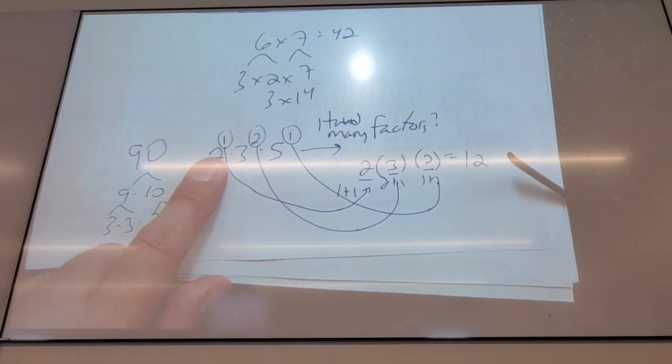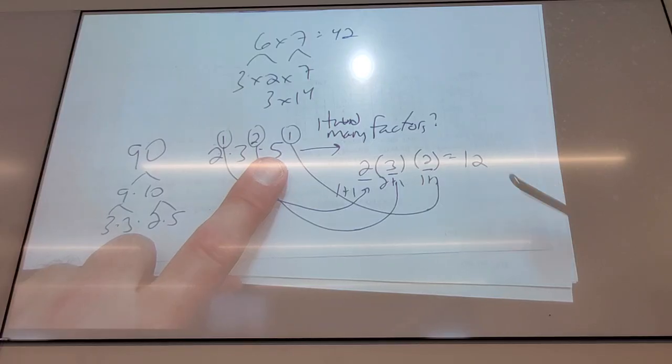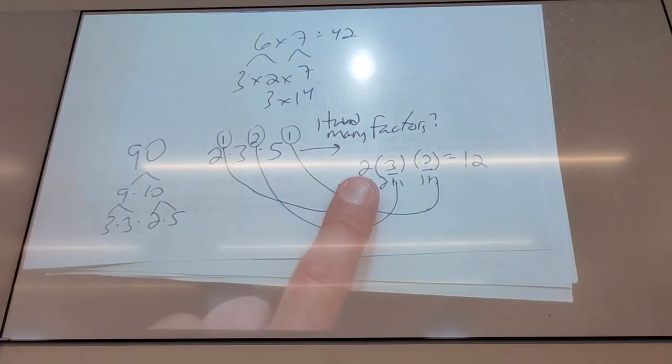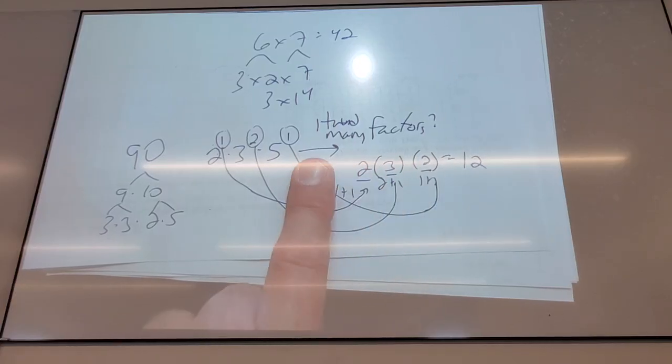So I could use no 2's or 1 2, no 3's, 1 3, or 2 3's, no 5's or 1 5. And that's where these come in. 2 options for the number of 2's, 3 options for the number of 3's, 2 options for the number of 5's.